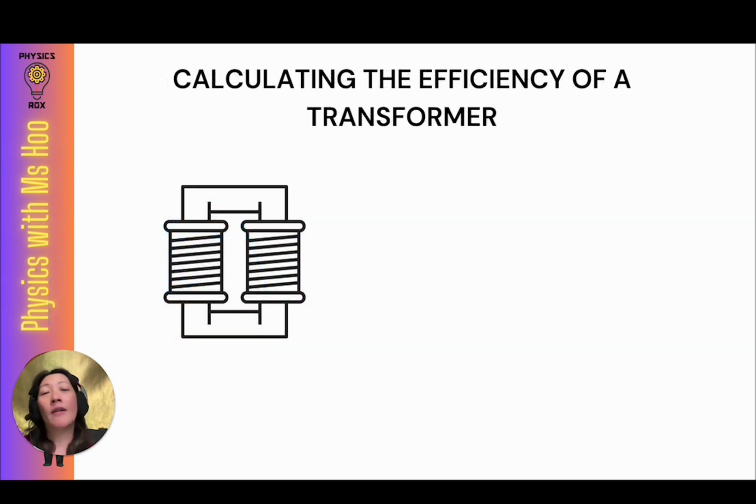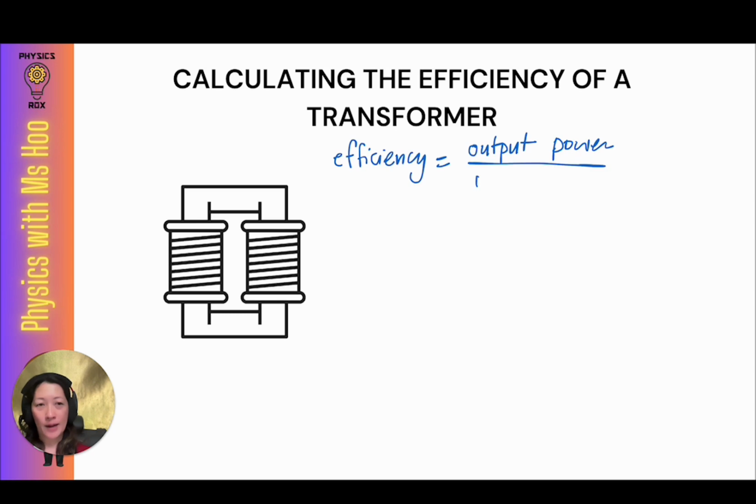Now, let's look at how to calculate the efficiency of a transformer. To calculate the efficiency of a transformer, we will use the efficiency formula, which you should have learned by now. There are two formulas to calculate efficiency. One is based on energy and another is based on power. We will be using the efficiency formula based on power. So the formula involving power for efficiency is this. Efficiency is the output power divided by the input power times 100%.